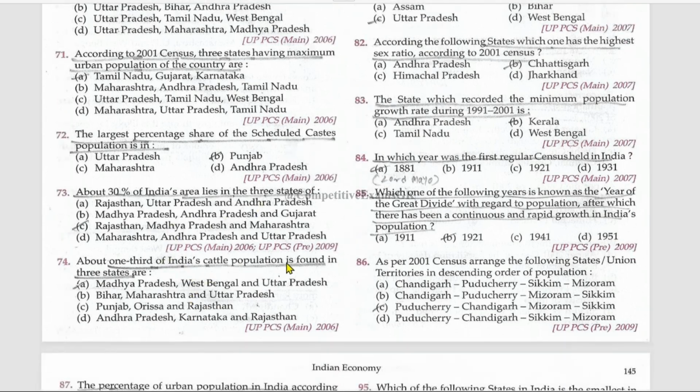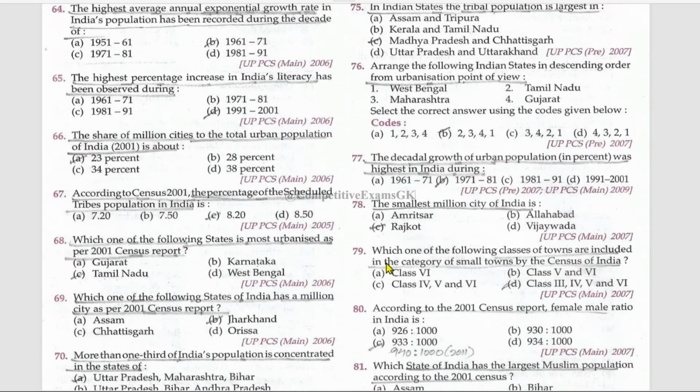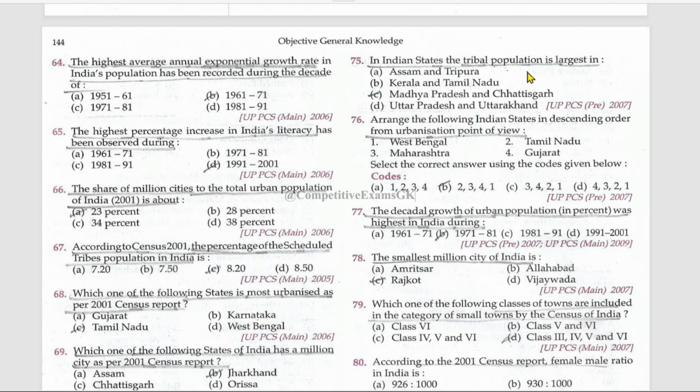About one-third of India's cattle population is found in three states: Madhya Pradesh, West Bengal, and Uttar Pradesh. In Indian states, the tribal population is largest in Madhya Pradesh and Chhattisgarh. Arrange the following Indian states in descending order from the urbanization point of view. Descending order means highest to lowest. First is Tamil Nadu, then Maharashtra, then Gujarat, then West Bengal.